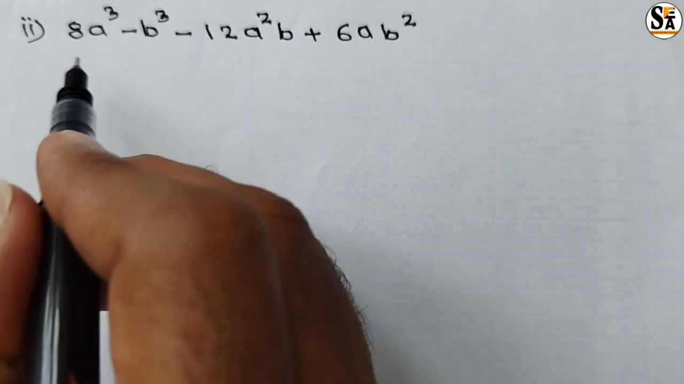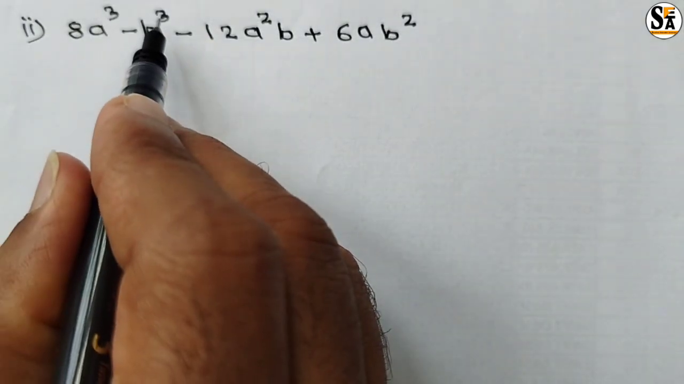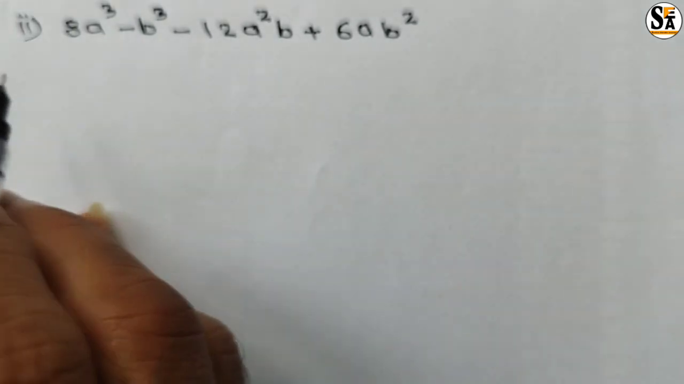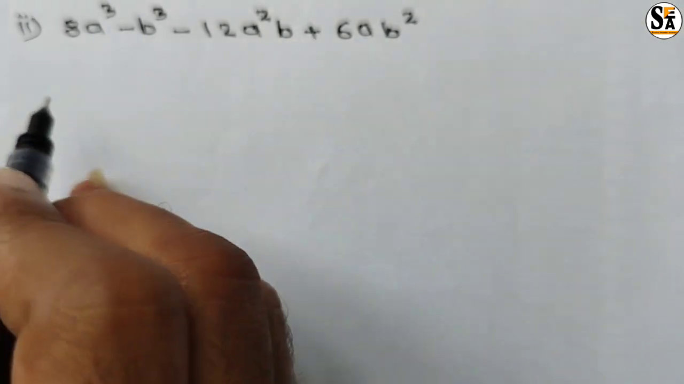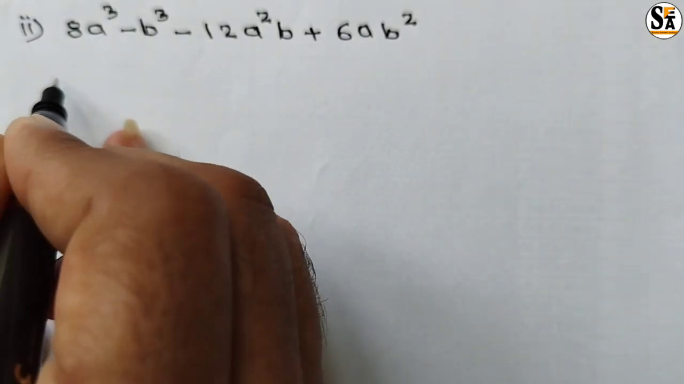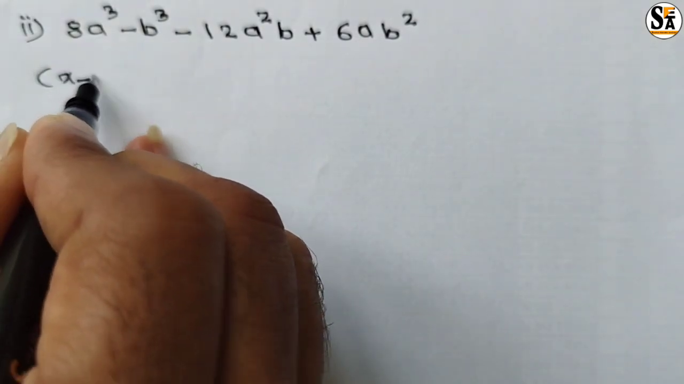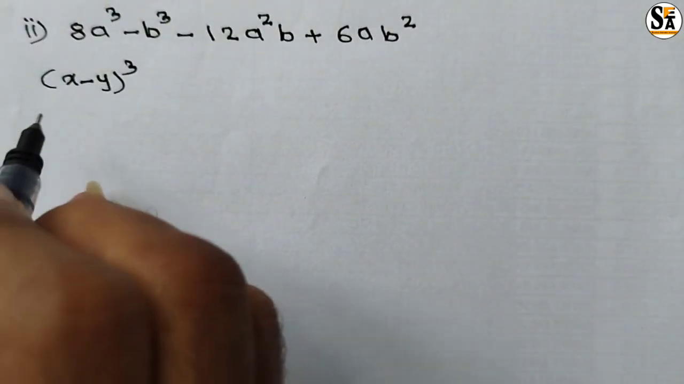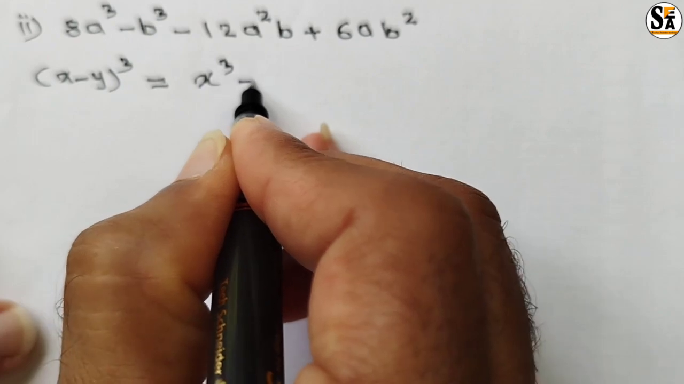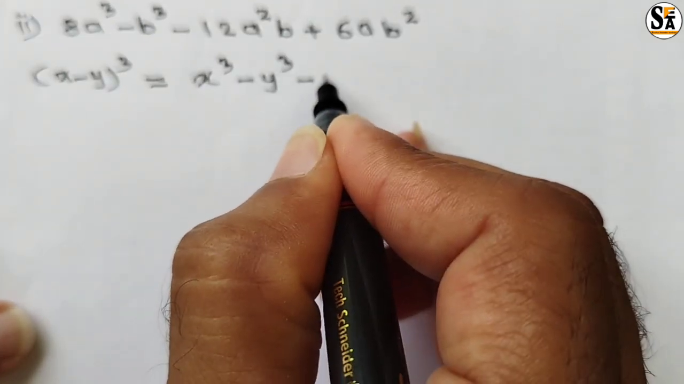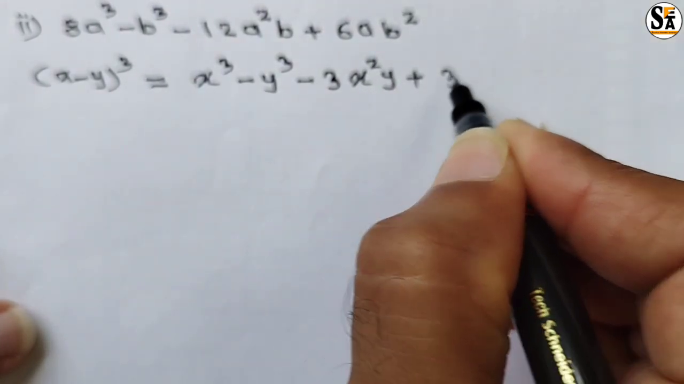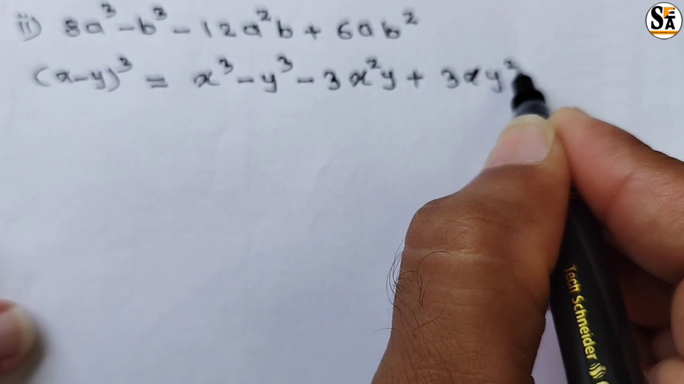See the second sub-question here: 8a cube minus b cube minus 12a square b plus 6ab square. Now to factorize this, we will again use an identity, and here there is a minus sign, so one of the identities is (x minus y) bracket cube, and the expansion of this identity is x cube minus y cube minus 3 into x square y plus 3 into x into y square.